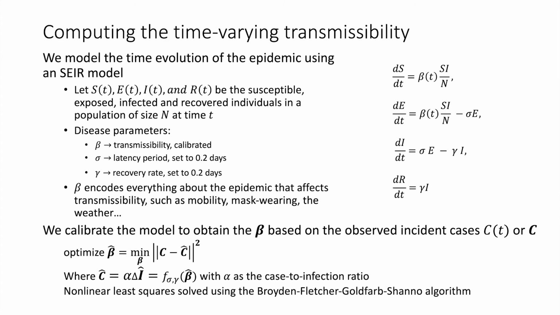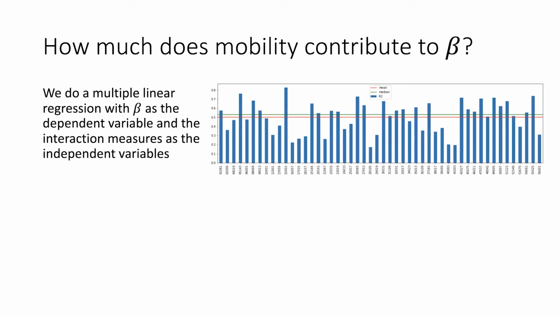Right? So it's a fairly simple idea. We do a multiple linear regression with beta as the dependent variable and all the interaction measures we had as the independent variables. And we smooth the data over 1 week to avoid some of the noise. And we get actually quite reasonable results. In many cases, the R squared, which is the fraction of the variance explained by our independent variables, is quite high. So mobility contributes quite a lot to the spread of the epidemic.